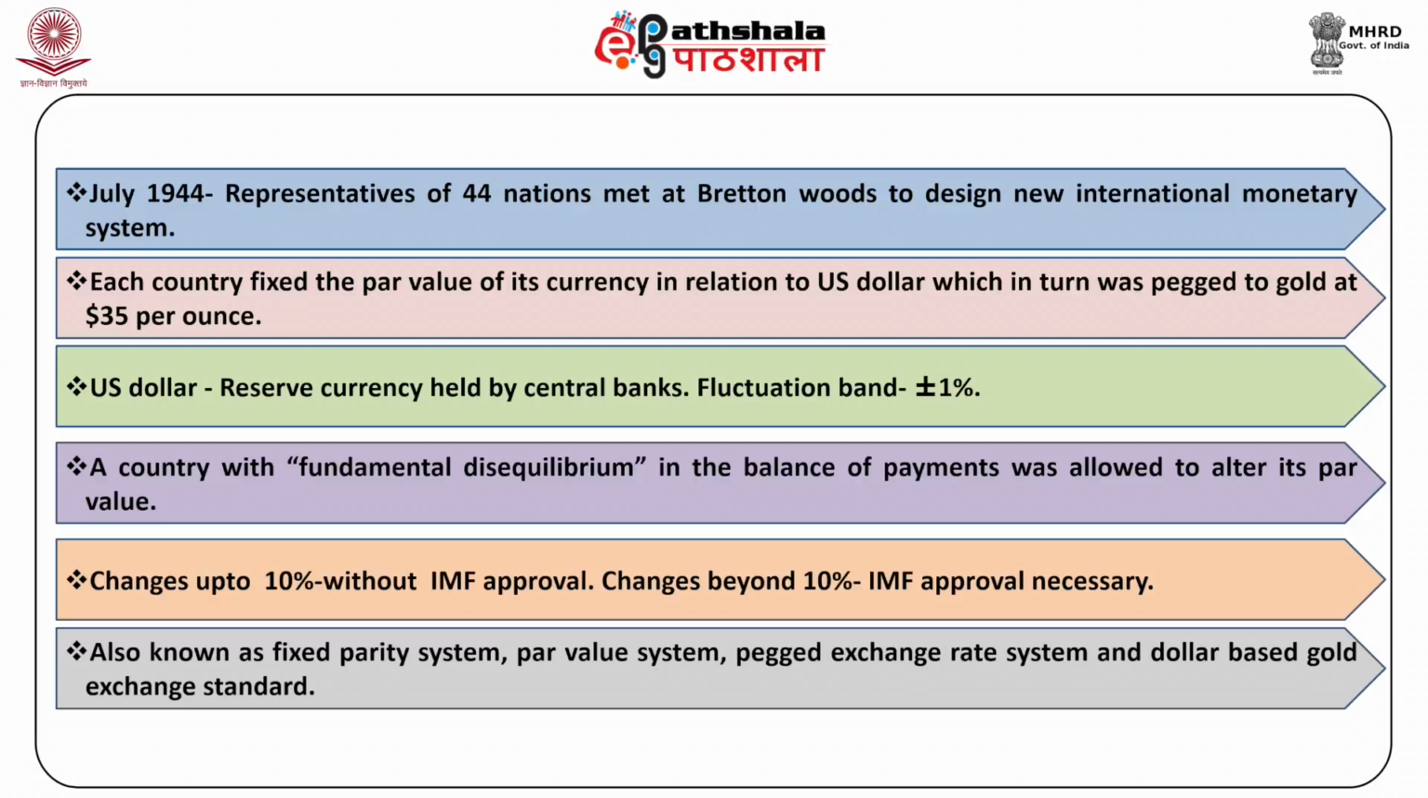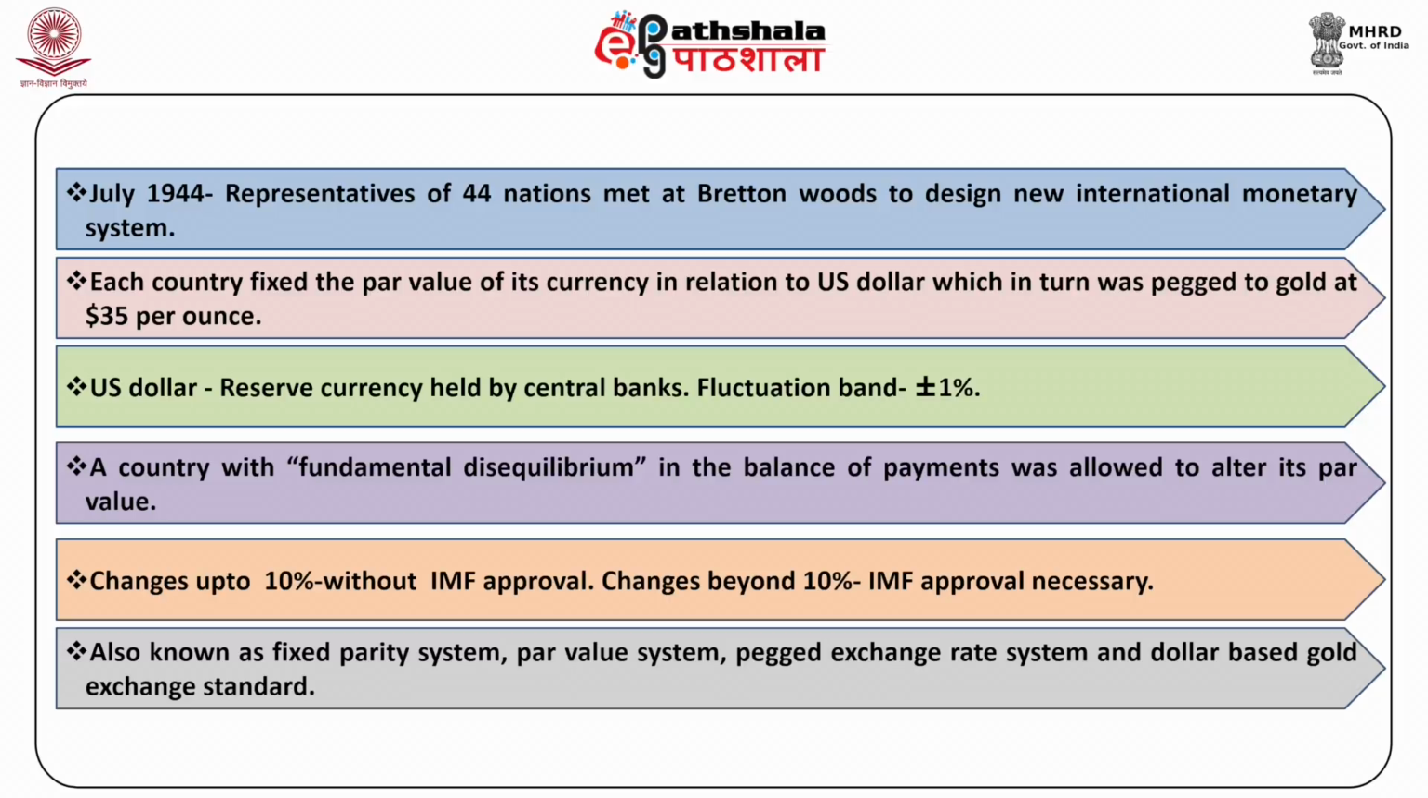So, under the Bretton Woods or fixed exchange rate system, each country agreed to fix the par value of its currency in relation to the US dollar. This par value determined the exchange rate between different currencies. The US dollar was in turn pegged to gold at $35 per ounce. US dollar was the main reserve currency held by the central banks and the only currency that was directly convertible to gold.